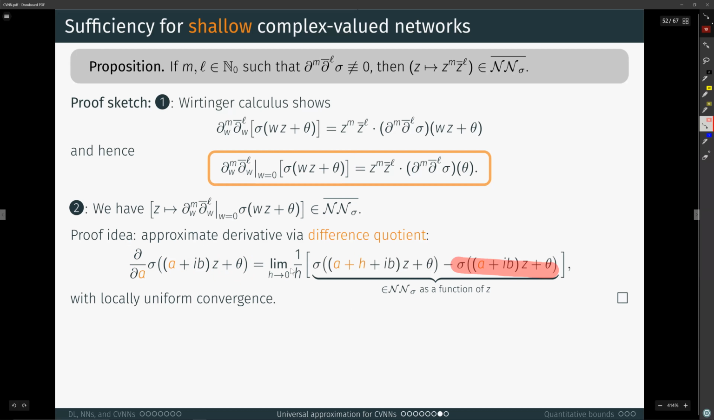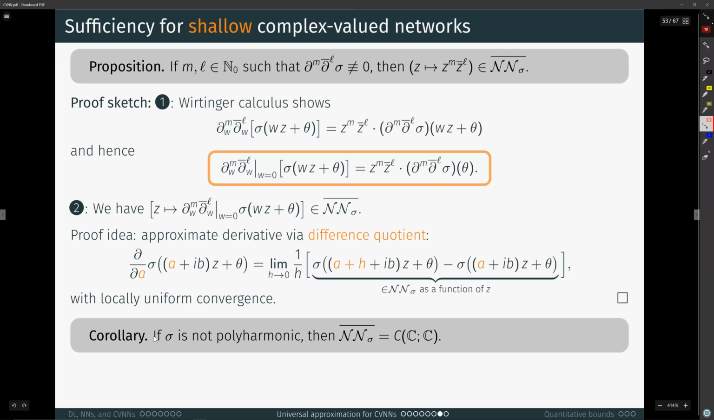And since the convergence here of this limit is locally uniform, you can show that this derivative here will belong to the closure of this network set. And you can then extend that to higher derivatives by taking higher order difference quotients, which are again just a linear combination of shifted and dilated sums of sigma.